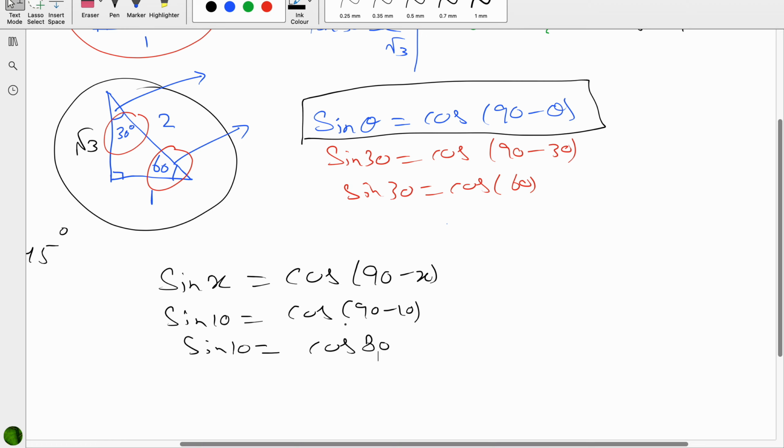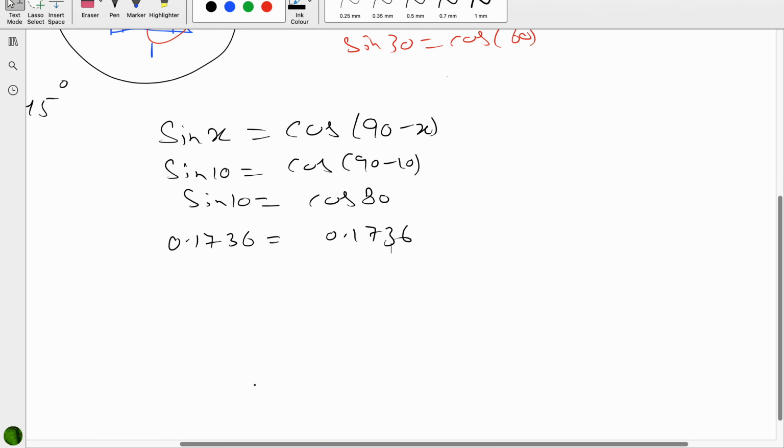So let me punch this. Sin 10 is 0.1736. Now I'm checking for cos of 80, and that's again 0.1736. So this is the first identity.